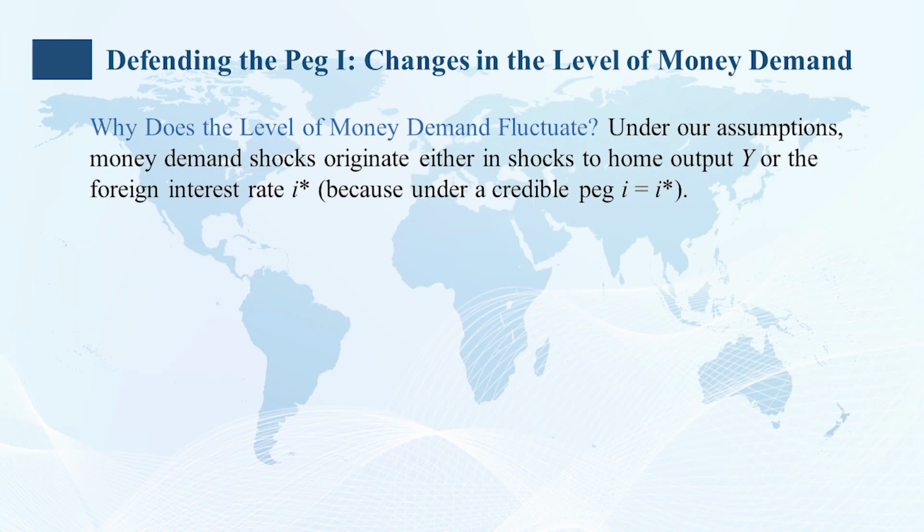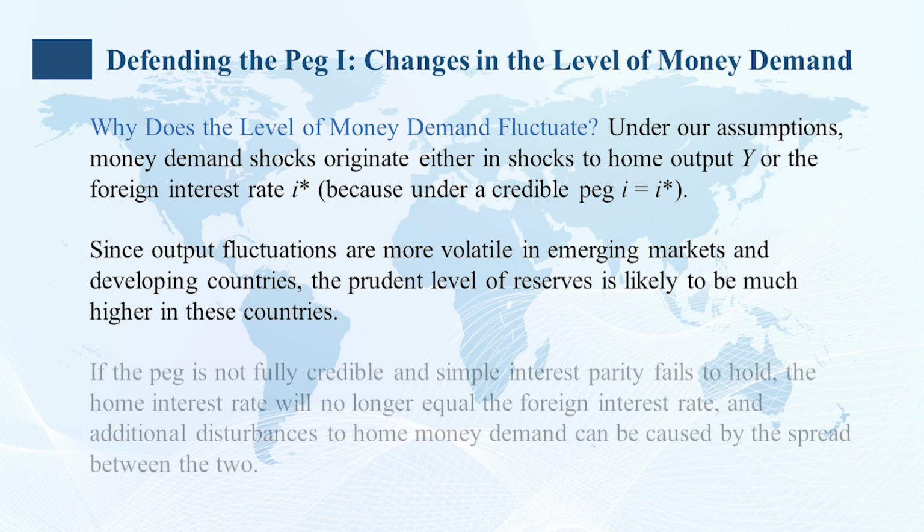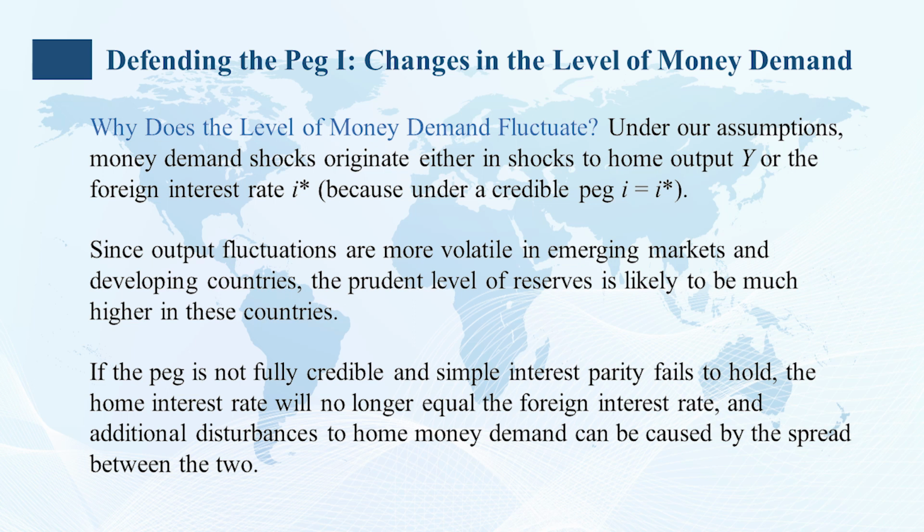There is another question we need to consider. That is, why does the level of money demand change? In our assumption, it originates from shocks to output or the foreign interest rate. For emerging markets and developing countries, since outputs are fluctuating, the cautious level of reserves should be much higher. What is more, if the peg is not fully credible and simple interest parity fails to hold, the home interest rate will no longer equal the foreign interest rate, and additional disturbance to home money demand can be caused by the spread between the two.